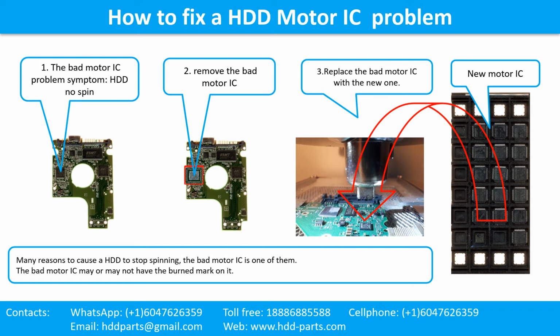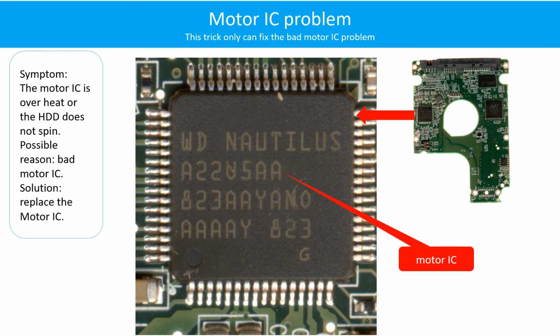2. Remove the bad motor IC. 3. Replace the bad motor IC with the new one. Motor contacts loose problem. Symptom: the motor can spin, but cannot reach its full speed. Cause: loose motor contacts. Solution: resolder, replace the loose contacts, or replace the PCB.